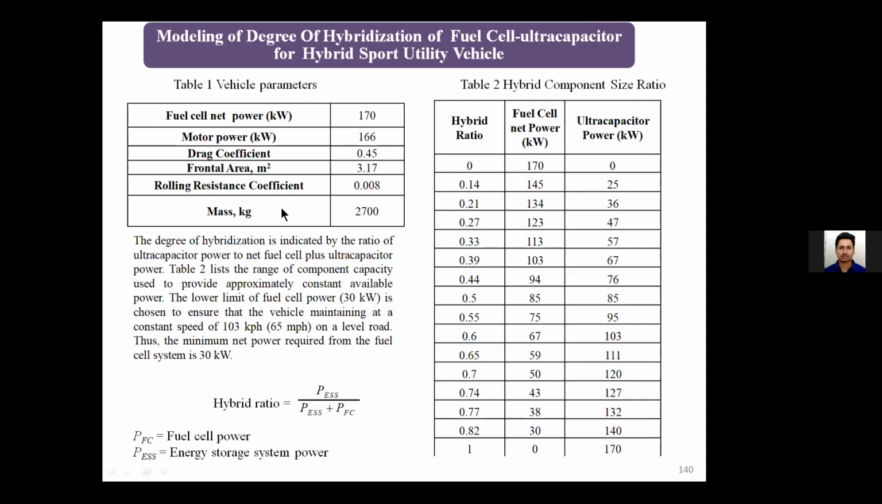This is the specification of the vehicle, and we have a hybridization ratio, which is the ratio of the power to the energy storage divided by the overall power. Overall means energy storage plus the fuel cell power. So for different hybridization ratios, the fuel cell requirement changes. Suppose you consider 0, it's completely fed by the fuel cell. As you keep on decreasing the fuel cell power rating and increase the ultra capacitor rating, this is the variation of the hybridization ratio.